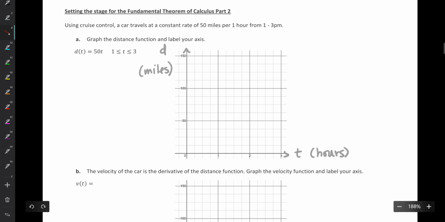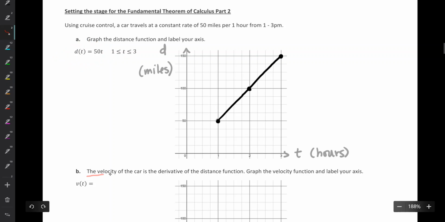At 1 hour in, I've traveled 50 miles. 2 hours in, I've traveled 2 50s, 100 miles. 3 hours in, I've traveled 3 50s, 150 miles. The slope of this line is up 50, going from 50 to 100, up 50 to the right 1. So I just want us to graph the distance function, my position function, over that closed interval.